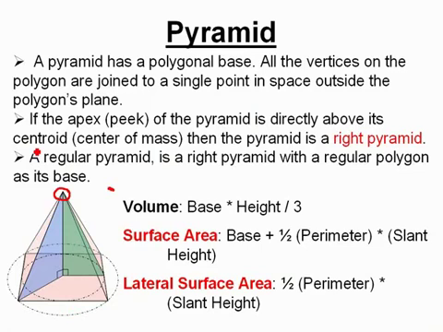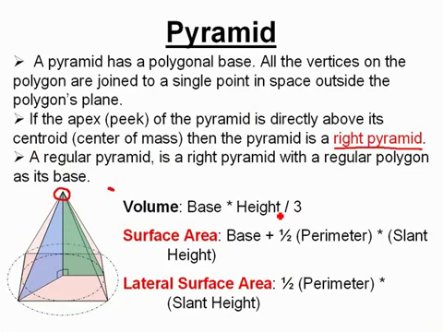A regular pyramid is a right pyramid with a regular polygon as its base. So you'll see how I color-coded. A right pyramid is in red. That means that the formulas below, in red, only apply to a right pyramid. However, the volume applies to all pyramids. A volume is simply the area of the base times the height divided by 3.